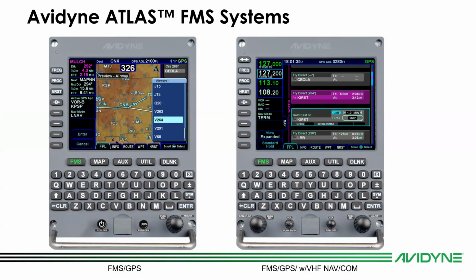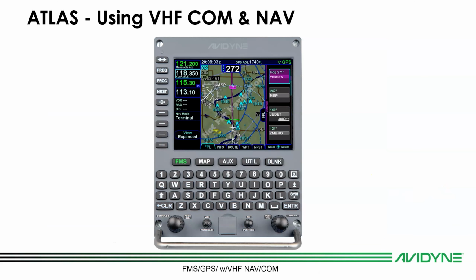The Avidyne Atlas actually comes in 2 separate flavors. There's the FMS only version, so it's just a GPS FMS. And then there's the FMS GPS with a VHF NavCom capability built in. So we're going to focus on that one, which has the VHF COMM and NAV radio built in, so we can talk about how to tune the radios and get the most out of your Atlas.